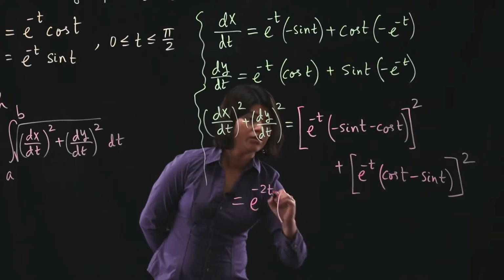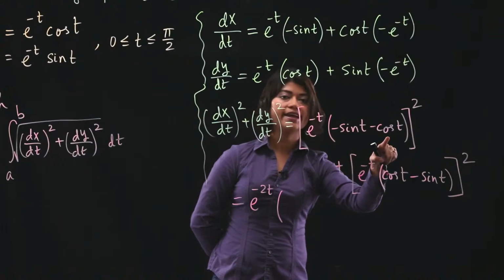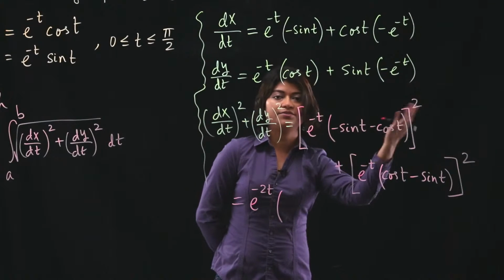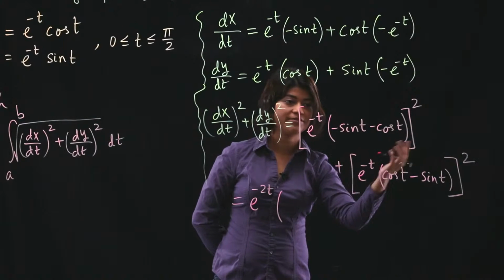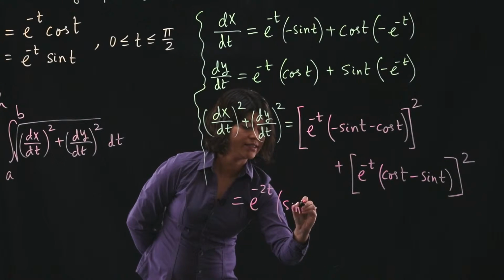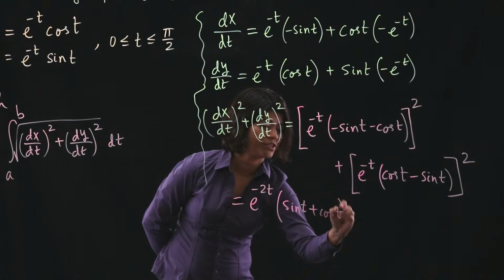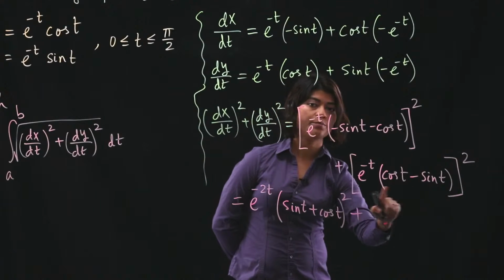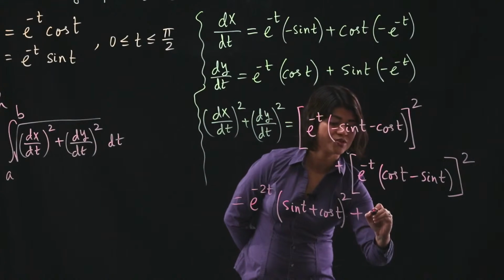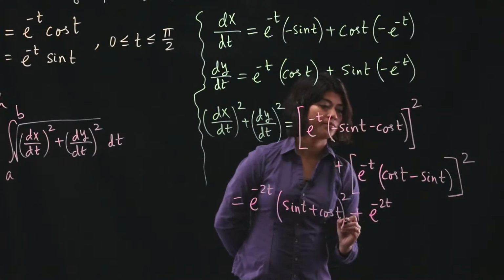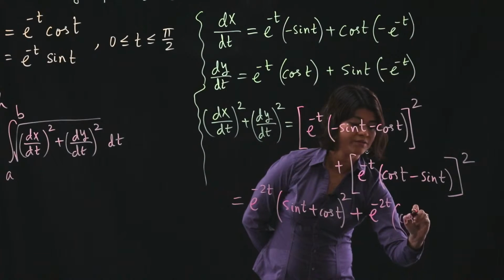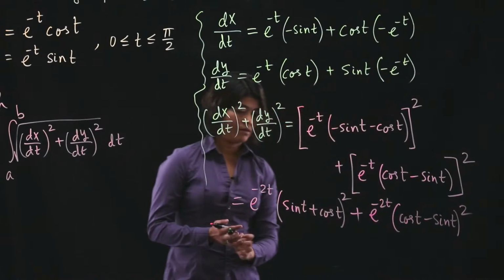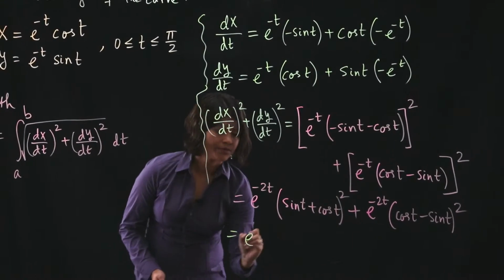And notice that negative sine t, negative cosine t, if you pull out the negative sign and you're squaring it, the negative just goes away because negative squared is positive. So this is just (sine t plus cosine t) squared. From the second term, again you square both factors. So e to the negative t squared is e to the negative 2t, and just (cosine of t minus sine of t) squared.